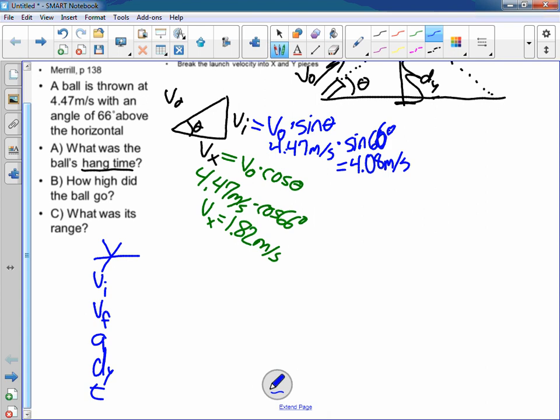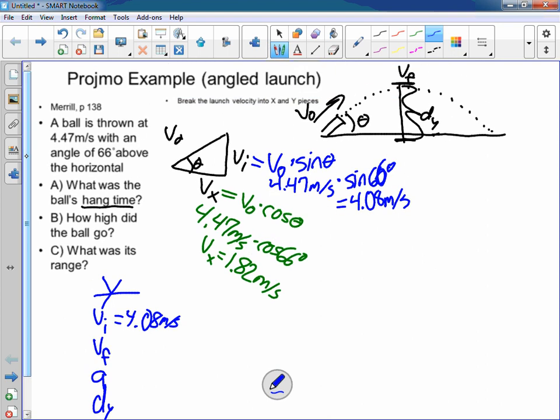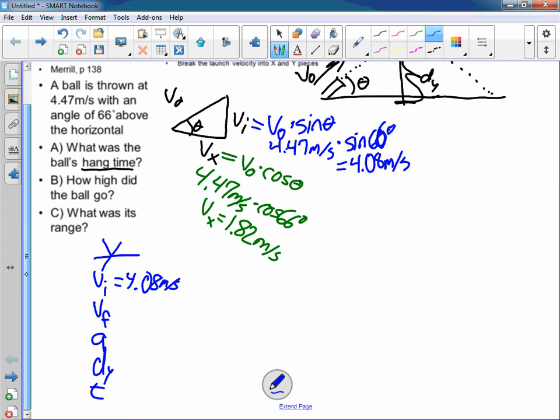And we already know that the initial velocity is what? 4.08 meters per second. Okay, what did we say about the final velocity? Zero. That's what we're talking about right up here because of the peak. Zero. The acceleration is what?